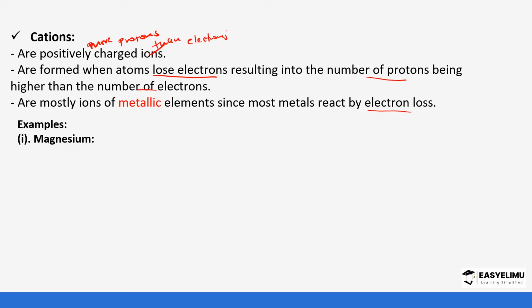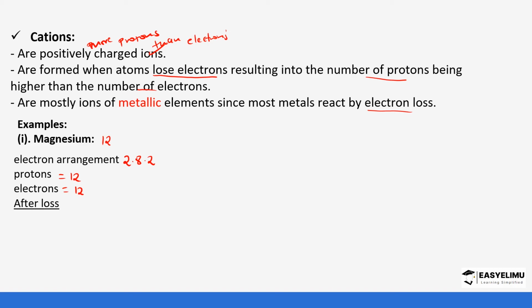An example is magnesium. The electron arrangement of magnesium depends on its atomic number. Magnesium is atomic number 12. So the arrangement is going to be 2, 8, 2. Magnesium has 12 protons and 12 electrons. And when it loses, you can see from the arrangement, magnesium will lose 2 electrons. It is easier to lose 2 electrons than it is to gain 6 electrons. We have said it forms part of the cations that behave by losing electrons.